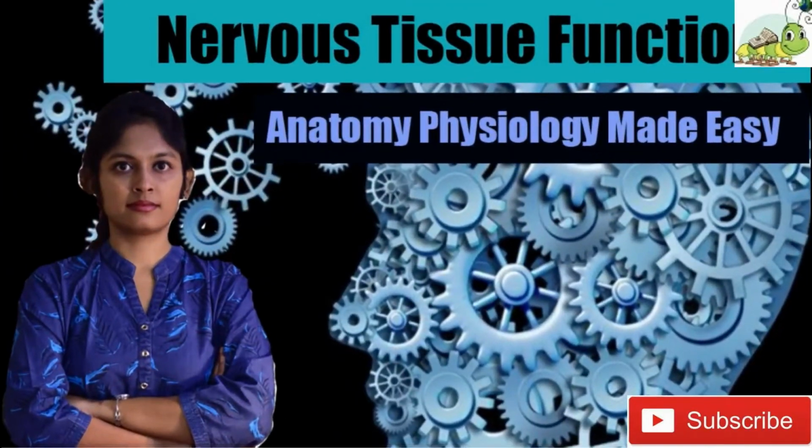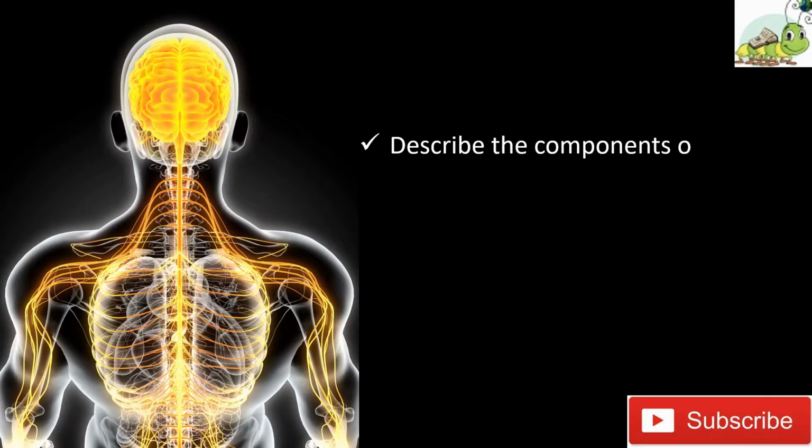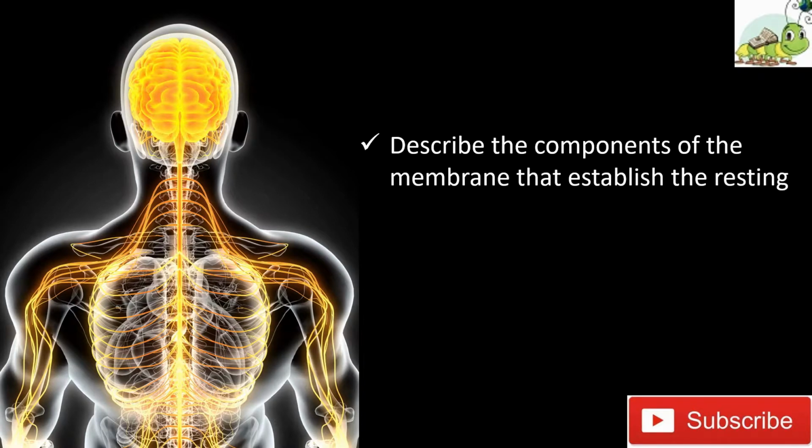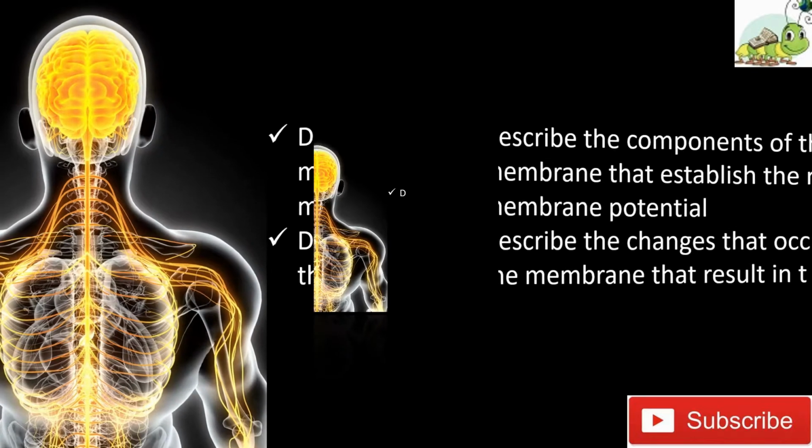At the previous episode, we learned about the function of nervous tissue. Today, I will discuss the action potential. By the end of this section, you will be able to describe the components of the membrane that establish the resting membrane potential, and describe the changes that occur to the membrane that result in the action potential.